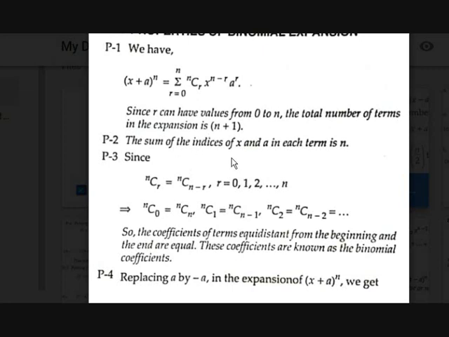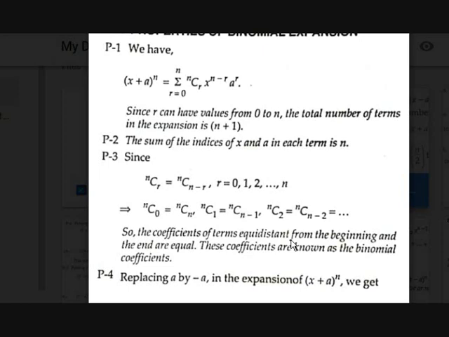And the sum of the indices of x and a in each term is n. You may have noticed this too, right? The indices of x will be decreasing and the indices of a will be increasing. If you see the general form and add those, you get n minus r plus r, which is nothing but n. So the sum of the indices of x and a in each term is n. And nCr is equal to nC n minus r, if r is 0, 1, 2, 3, up to n, anything. That implies nC0 is equal to nCn, nC1 is equal to nC n minus 1, nC2 is equal to nC n minus 2, and so on. So the coefficients of terms equidistant from the beginning and the end are equal.